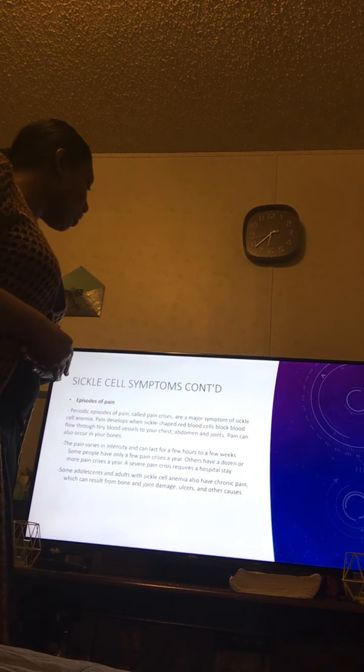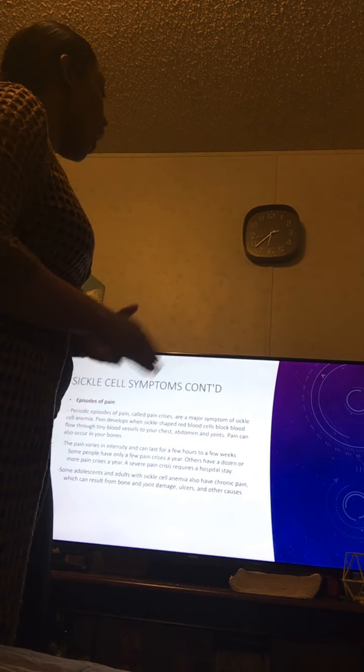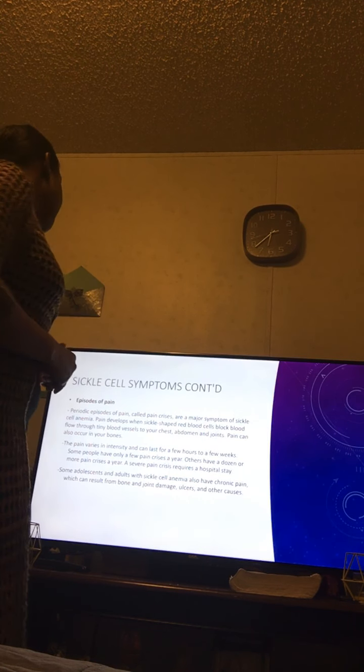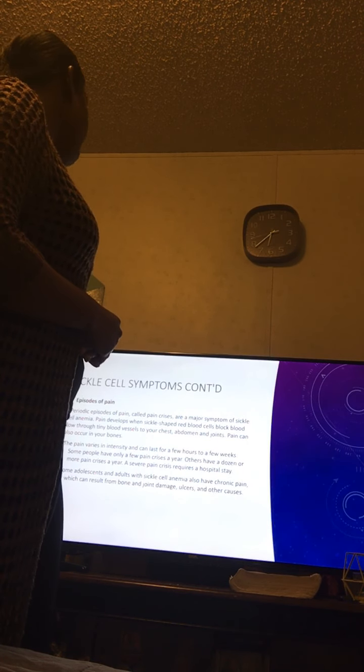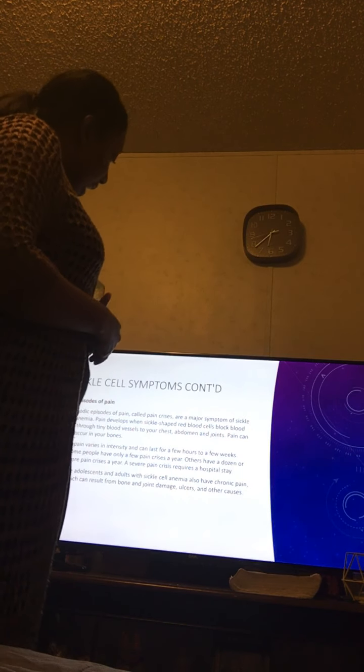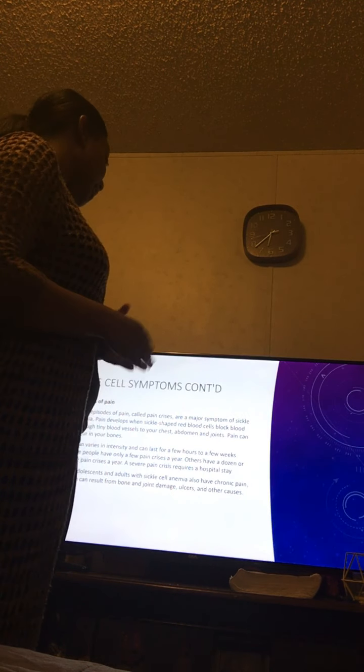Okay, let's see. It says episodes of pain. Periodic episodes of pain called pain crises are a major symptom of sickle cell anemia. It says pain develops when sickle cell shaped red blood cells block blood flow through tiny blood vessels to your chest, abdomen, and joints. Pain can also occur in your bones. It says the pain varies in intensity and can last for a few hours to a few weeks. Some people have only a few pain crises a year. Others have a dozen or more pain crises a year. A severe pain crisis requires a hospital stay.